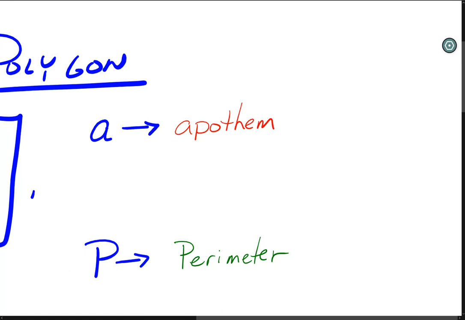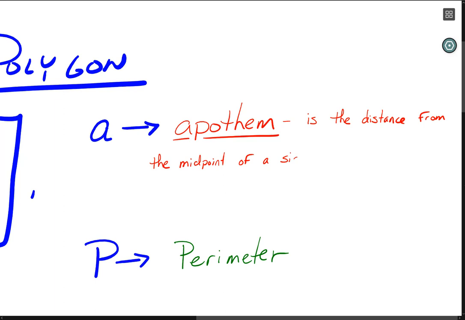So let's talk about the apothem and what it is. It is the distance from the midpoint of a side to the center of the polygon.